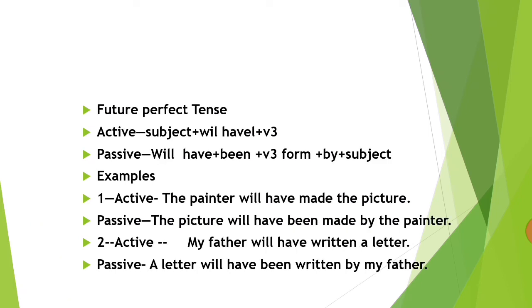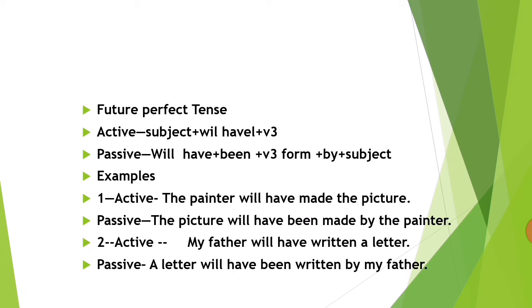Now we will talk about the future perfect tense. Future perfect tense is used to indicate a future action expected to be completed before another future action. The formation of active voice will be subject, will have, plus verb's third form.